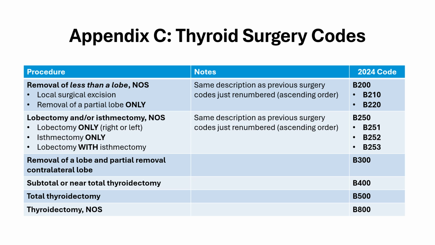If we have lobectomy only, either right or left, so we are removing a full lobe of the thyroid, that is a B251. If we're only removing the isthmus, that is B252. And if we have a lobectomy with the isthmus removed, that is B253. Then we have the other codes where it's removal of a lobe and partial contralateral lobe, B300, a subtotal or near total thyroidectomy, B400, and total thyroidectomy, B500. And if you don't have any of the above, you just know a thyroid surgery was performed, a thyroidectomy, B800.